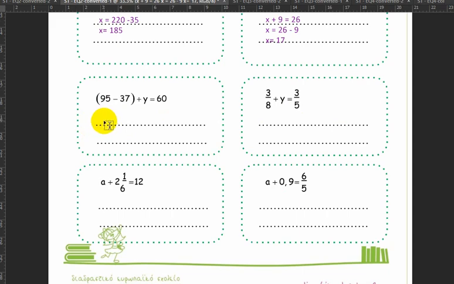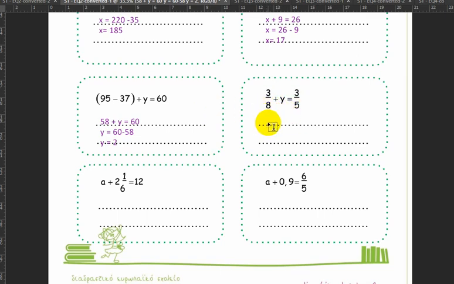Next up, we have y. 95 minus 37. It doesn't really matter that they're in the parentheses. Let's just do the subtraction there. We get 95 minus 37 would give us 65 minus 7, which is 58. Right? Right. So 58 plus y, doesn't matter the letter really. Makes no difference. It's just an unknown. And this is equal to 60. Therefore, y needs to be equal to 60 minus 58. And so y is equal to 2.